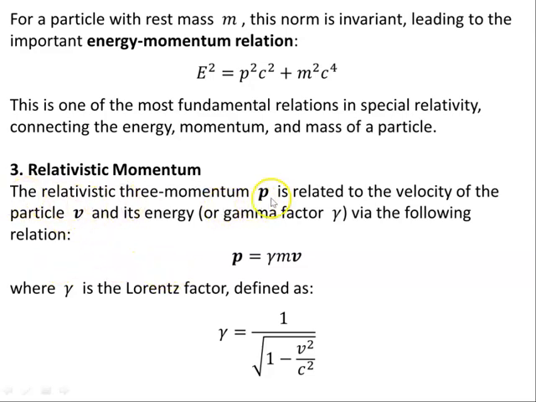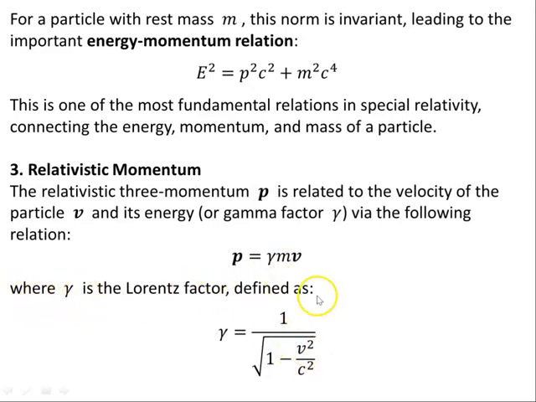The relativistic 3-momentum p, remember the 3 spatial components, not the time component, is related to the velocity of the particle v, that's its spatial velocity again, and its energy, or gamma factor gamma, via the following relation. p is gamma m v. Now, if you're at rest with respect to the particle, gamma will be 1.